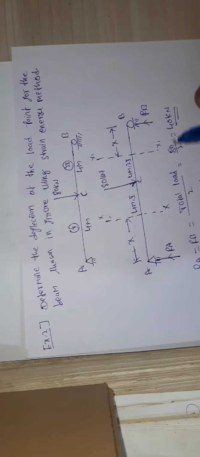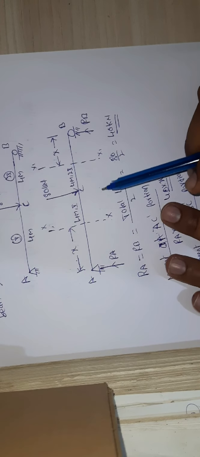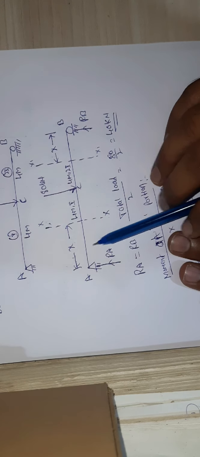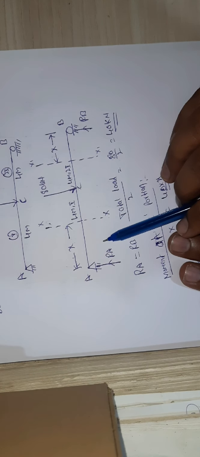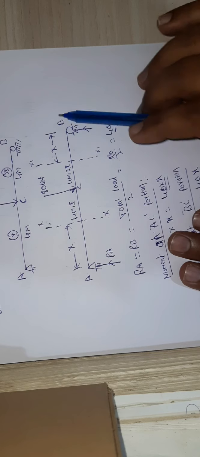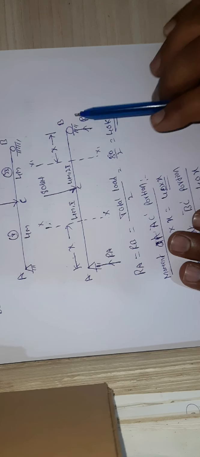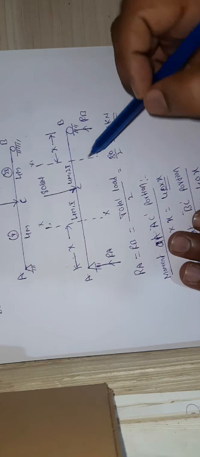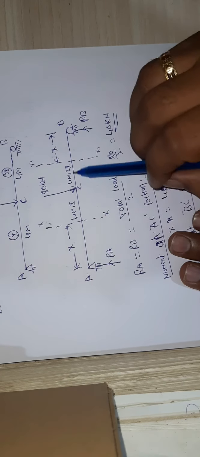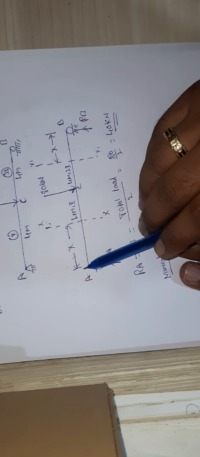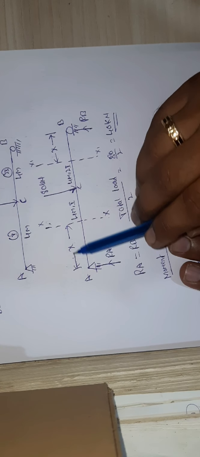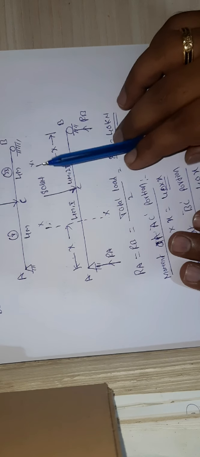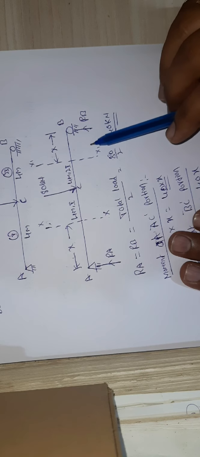As soon as you see the problem, your first step is to find out the reactions. For that, let's redraw the beam diagram. Let us take points A and B, and these are reactions RA and RB. I have taken sections in the AC portion and the BC portion. For the AC portion, let's take a section at a distance x from point A, and similarly for the BC portion, let's take a section at a distance x from point B.